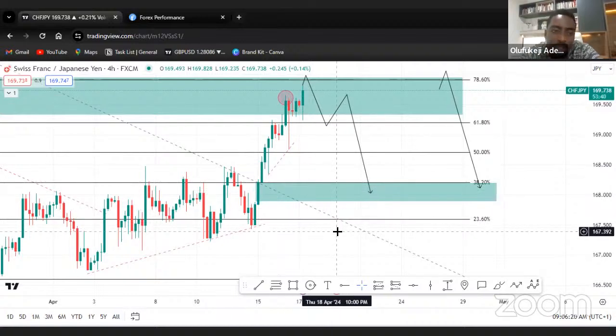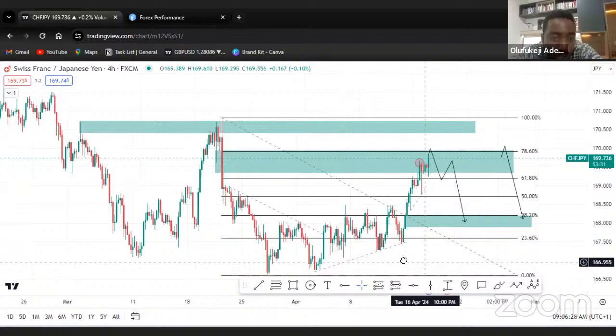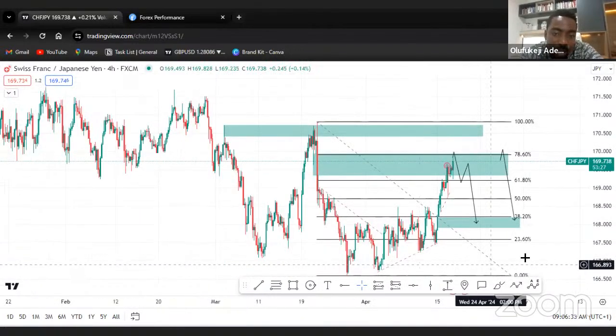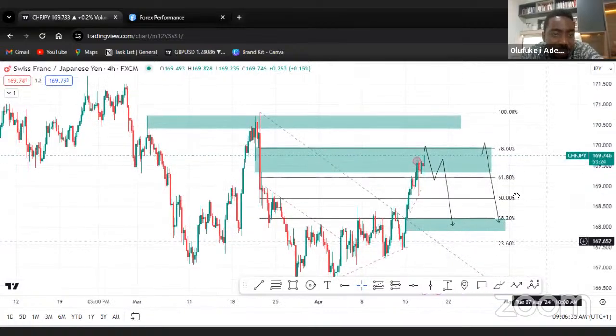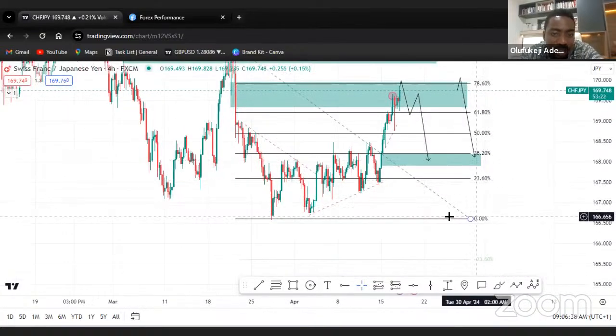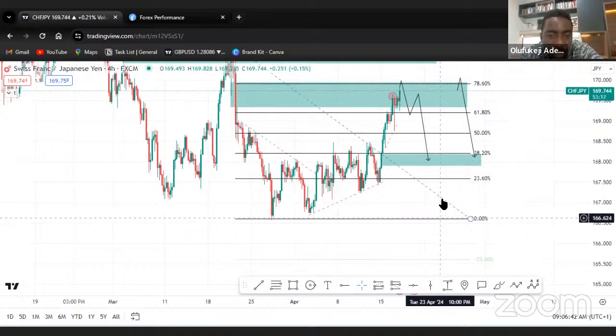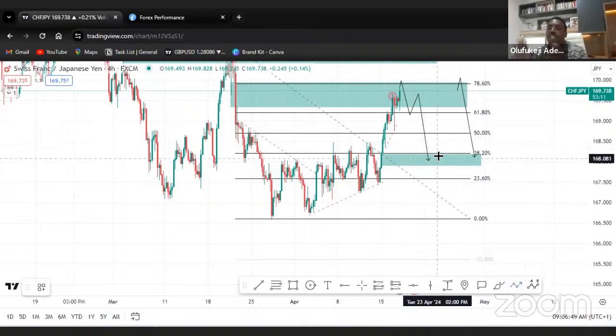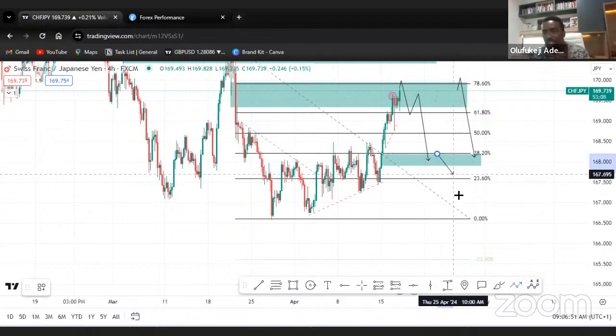Into that fair value gap, that's your first take profit. Then if it breaks that level, because if you zoom out, it's supposed to break that level and consume the liquidity all the way down and form a lower low, because this is a downtrend. So that's the first take profit, and the second take profit is that it will go all the way down to 166.50 levels. Does this make sense?